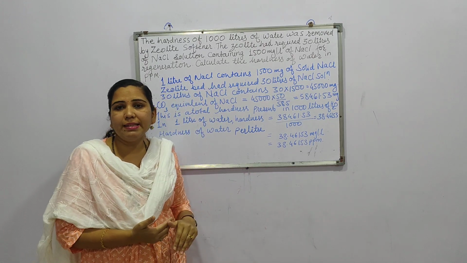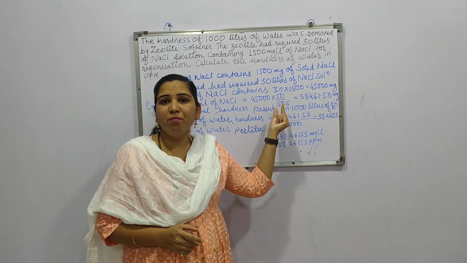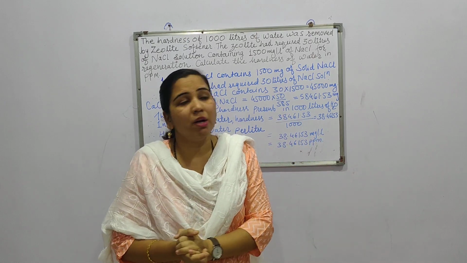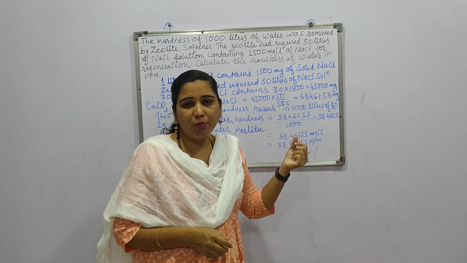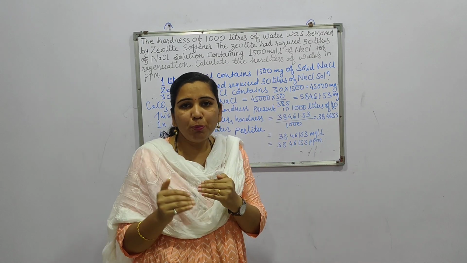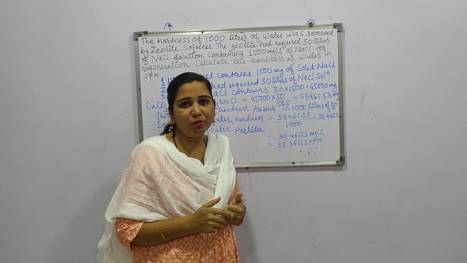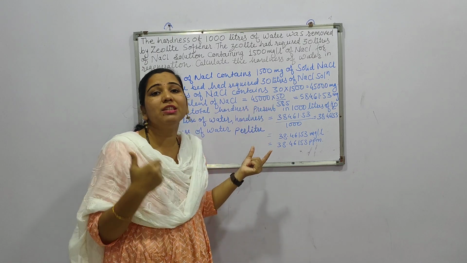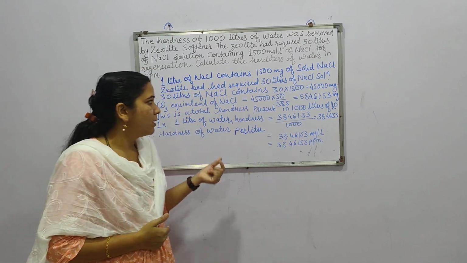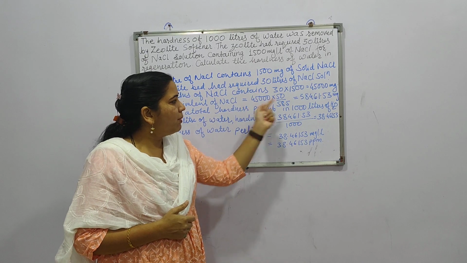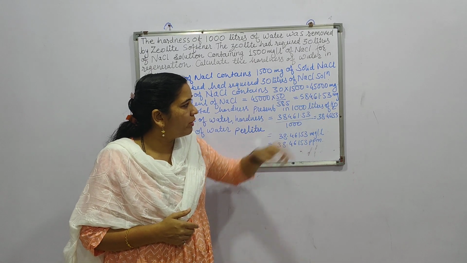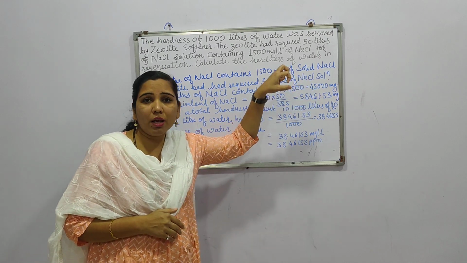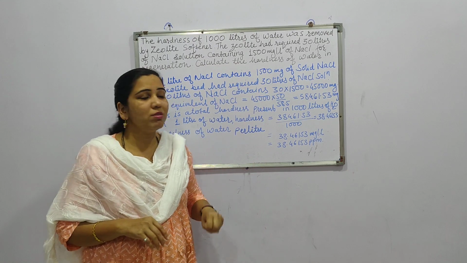Here the salt is NaCl, so its equivalent weight is 58.5. You can calculate: sodium is 23 and chlorine is 35.5, so we get an equivalent weight of 58.5. So 100 upon 2 into 58.5 gives 50 upon 58.5. This is the multiplication factor of NaCl, and multiplied by the amount of NaCl required, we get 38,461.53 milligrams. This is the hardness present, because it is the CaCO3 equivalent.